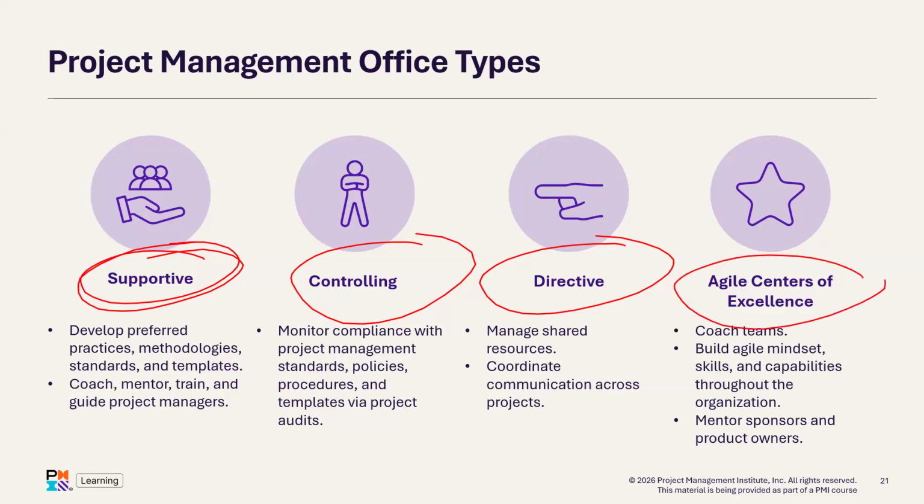We have the Agile Center of Excellence, which is also a form of PMO. We will come and talk more about Agile and Adaptive. Realize that in the Agile space, the way things happen is different. It's more of servant leadership. It's more about coaching. It's more about helping build the Agile mindset within the organization, enhancing skills and capabilities, and then mentoring the sponsors to understand the Agile philosophy. Also mentoring the product owners to understand the Agile processes. These are the PMO types.